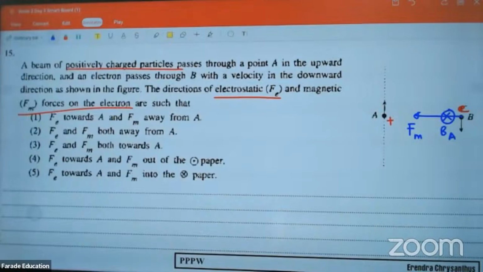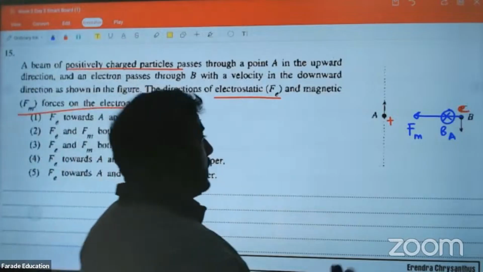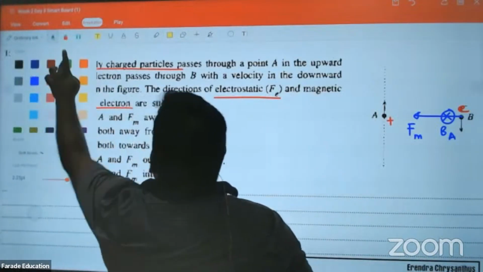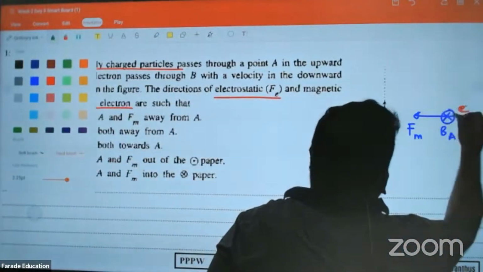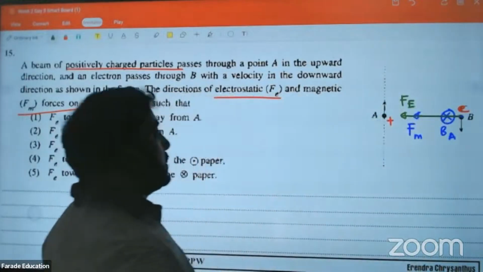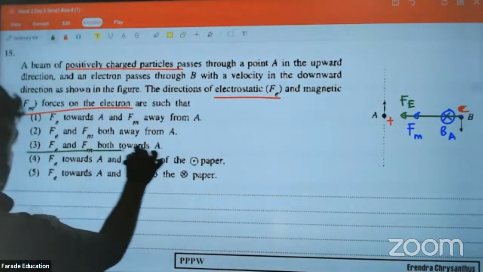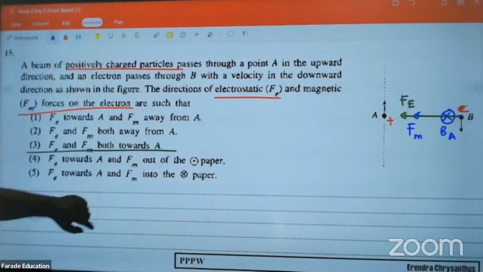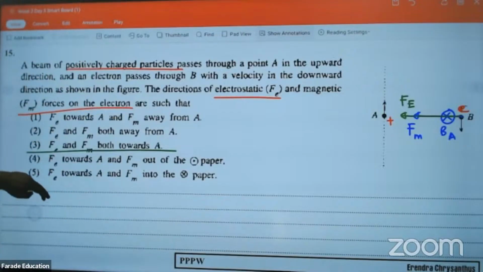They are asking the electrostatic force. So look at this. Negative is attracted to positive. Negative, positive means attractive force. Electrostatic force is also in the same direction. So magnetic force and electrostatic force both are in the same direction. Correct? Right there.